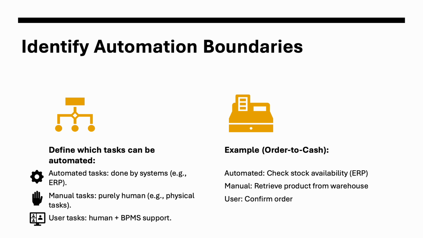In our example of an order-to-cash process, the system checks stock levels automatically. No human needed. But a warehouse worker still physically gets the product. That's manual. And an order clerk might review an order on a screen. That's a user task. Identifying these boundaries helps us see which parts the BPMS can coordinate and which parts need human involvement.